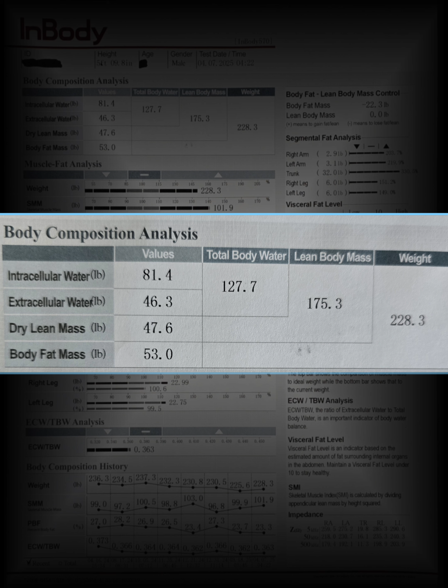Now, I saw a video or a picture the other day, and one of the trainers posted their InBody of their client and how proud they were of their progress.